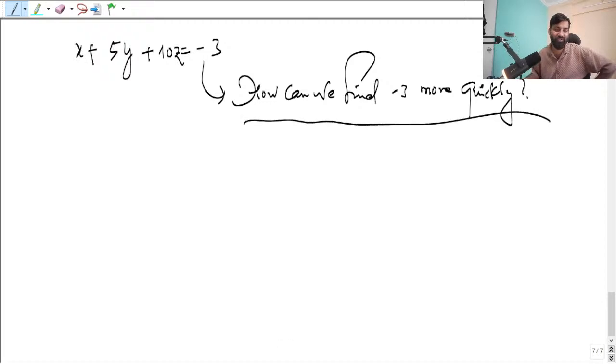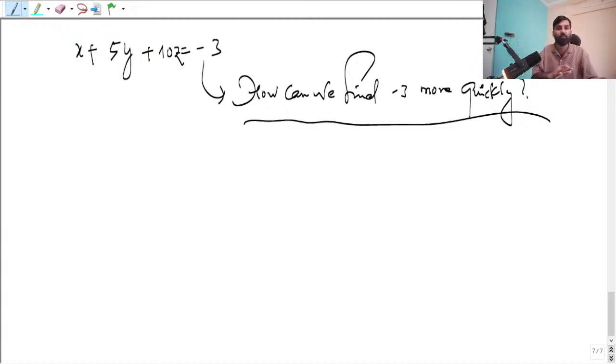I'm going to give you the trick. Remember, this -3 talks about what? How far your plane is from the origin, you can say. So how could we have found that -3 more quickly? Well, we know the first part of the equation is like this. How was it? The point P naught is there, that the plane is passing through.